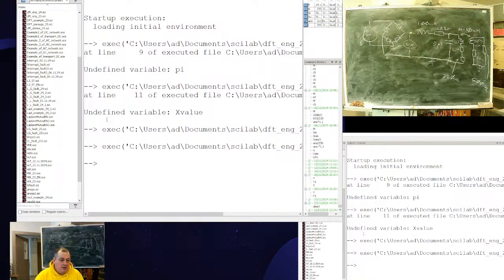DFT. Time for DFT. Only one moment. Signal. Okay, what's going on here? Remember my formulas I wrote in the previous lesson.